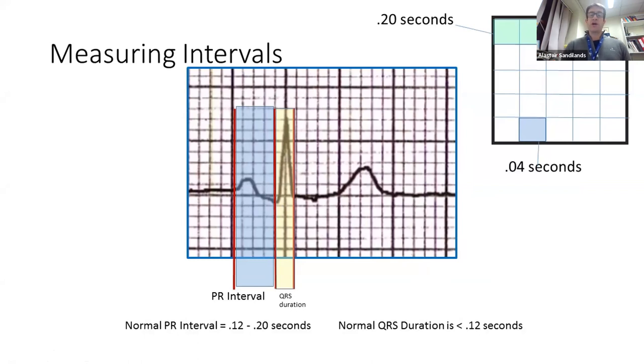So in this example, we're looking at the RS deflection. But it's still the QRS. So end of the S, beginning of the Q or the R, depending if it goes negative or positive. And the duration should be less than three small squares, or 0.12 seconds, or 120 milliseconds. So that's PR interval, QRS.